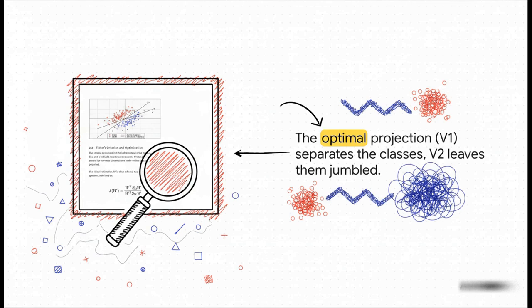And this illustrates the idea perfectly. Look at the red and blue dots. Those are our two classes. If you project them onto that V2 line, they're just a jumbled, overlapping mess. You can't tell them apart. But if you find that optimal line, that V1 projection, boom, you get two totally distinct clusters. LDA is basically the mathematical process that finds that one perfect angle.